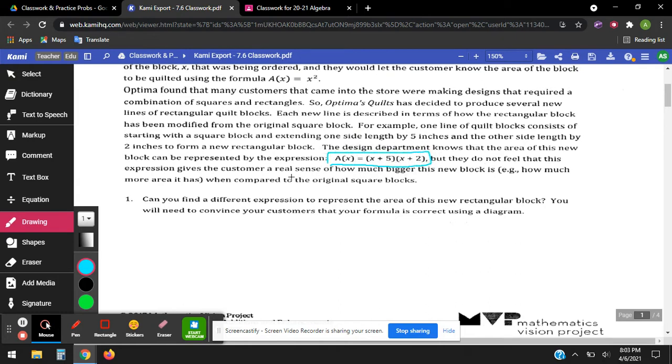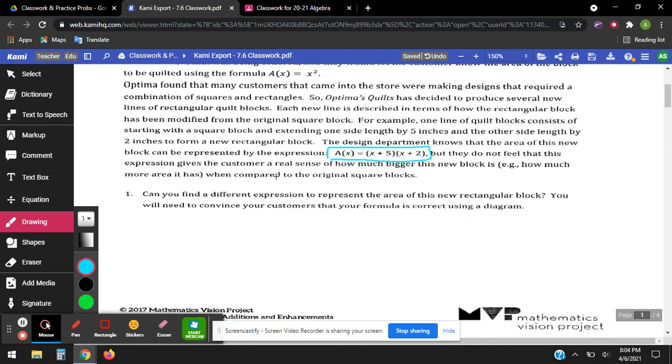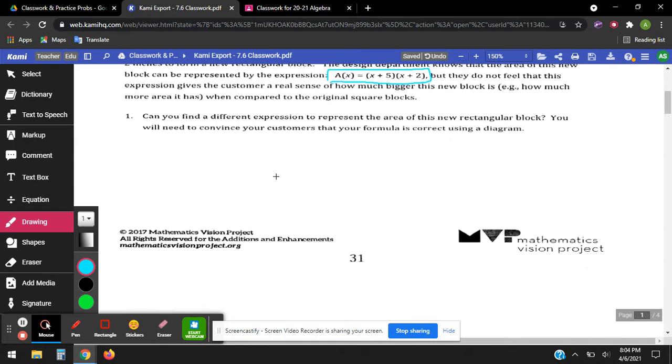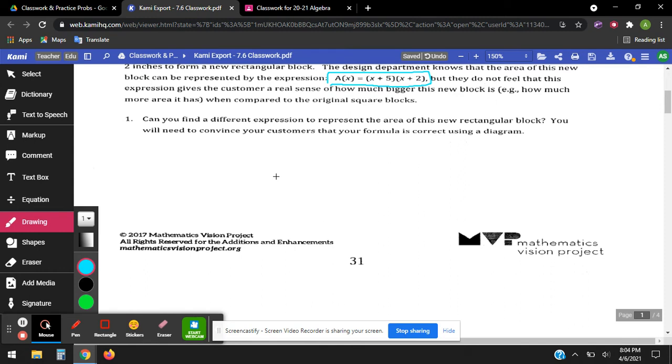But they do not feel that this expression gives the customers a real sense of how much bigger this new block is. For example, how much more area it has when compared to the original square blocks. So, can you find a different expression to represent this area of this new rectangular block? You'll need to convince your customers that your formula is correct using a diagram.